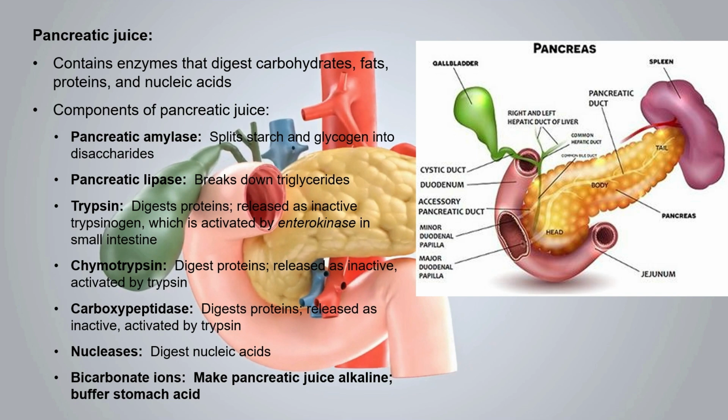Many enzymes end in ACE or ASE and usually are named after the molecules they break down. Remember, enzymes catalyze reactions, so they make them go faster. Pancreatic lipase catalyzes the breakdown of triglycerides. Trypsin digests proteins. Chymotrypsin and carboxypeptidase, which are activated by trypsin, both aid in protein digestion. Nucleases digest nucleic acids, and lastly, bicarbonate ions make the juices more basic to deal with stomach acidity.